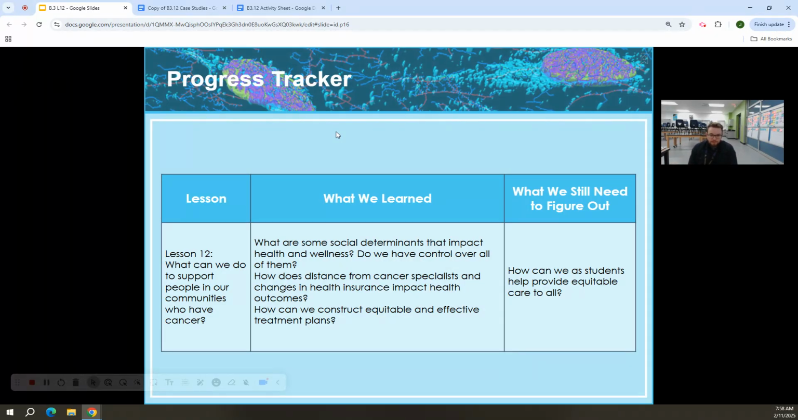Okay, so in this lesson, we figured out social determinants that impact health and wellness. We figured out if we could control them or not, which ones we can control, which ones we cannot. We figured out how distance from specialists and changes in health insurance impact our health outcomes. And we figured out how we can construct equitable and effective treatment plans for people with different genetic disorders. This helps us figure out how we can provide equitable care to all. We can take all that we've learned in this unit and apply that to make health care accessible to everyone, regardless of all of those different things we looked at today.